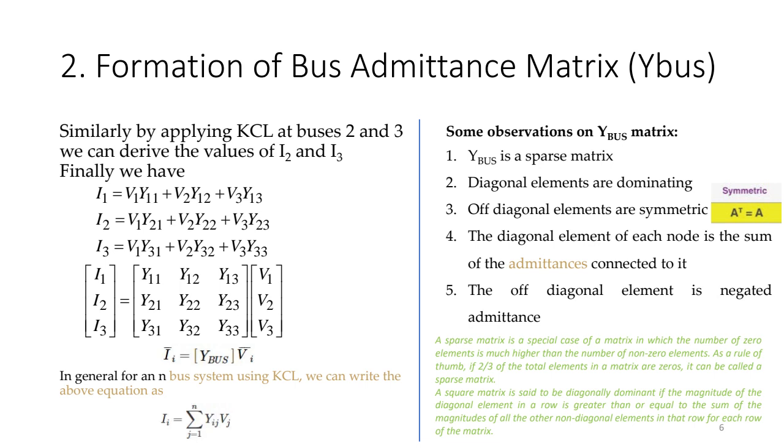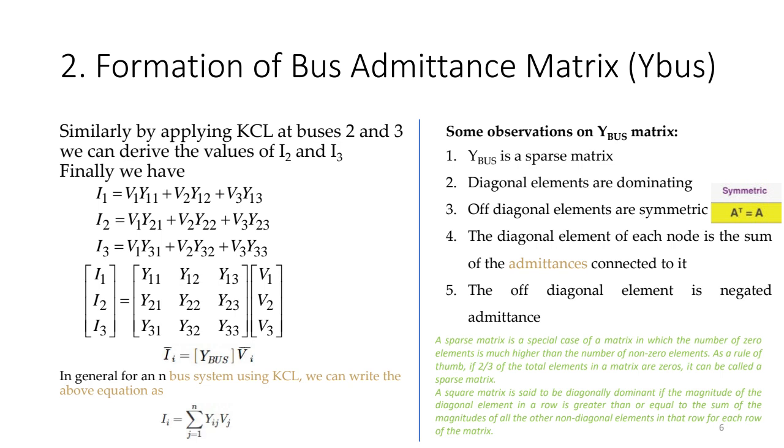Finally, when you apply KCL for bus 2 and bus 3, we get I2 and I3, and then we can write this based on the KCL equation for the 3-bus system. We can write the total currents I1, I2, I3 as equal to the equivalent admittance times the voltages, the admittance matrix, which is called the Y-bus matrix. In simplified form, we can write I-bus equals Y-bus times V-bus. This is for the 3-bus system, but for an N-bus system we can generalize the equation as I-bus equals Y-bus times V-bus.